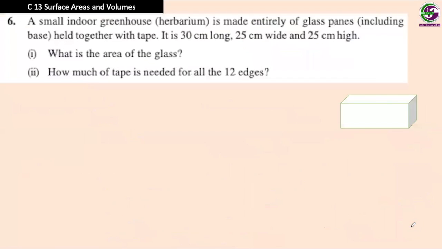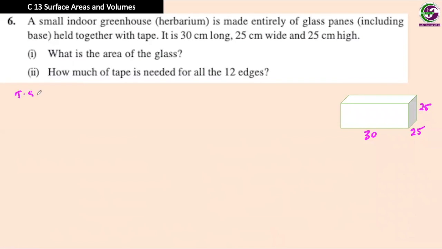Moving on to question 6. A small indoor greenhouse, which is called an herbarium, is made entirely of glass, including the base. So all the 6 faces are made up of glass and held together by a tape. So each edge is fixed with a tape. It is 30 centimeter long, 25 centimeter wide, and 25 centimeter height. What is the area of the glass?